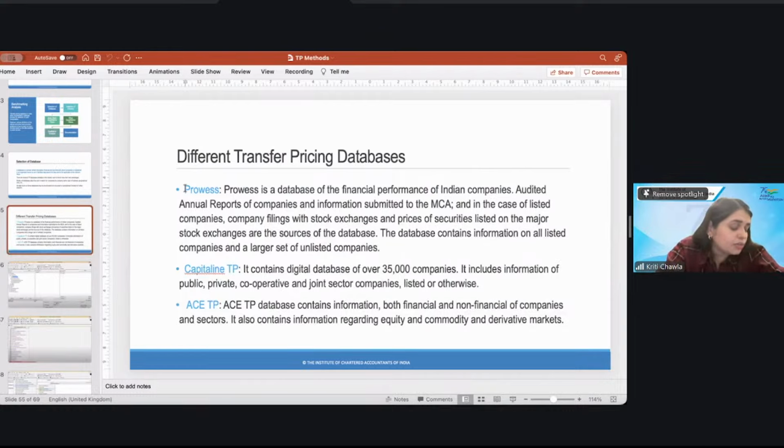This also has all the information on the company's financial, non-financial, etc. Now, the thing is, how do you make a selection? Which software are you actually going to go with? Well, not really. You can use any software because, as I mentioned, these are very, very competitive databases out there. So you can use any software out there.